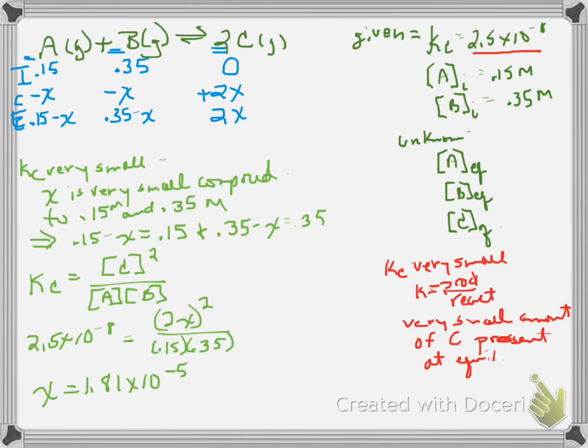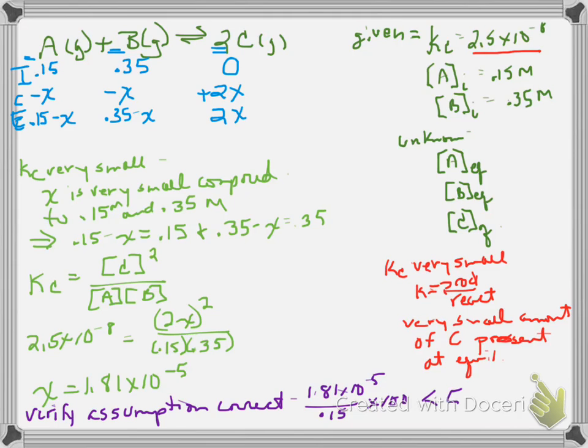What I need to do at this point is make sure that my assumption is correct. I need to verify the assumption is correct. What I'm going to do is take that x, 1.81 times 10 to the negative 5, put it over 0.15, and multiply it by 100. I want to make sure that that is less than 5%. It is less than 5%, so I'm going to show my instructor that I've checked, and somewhere in my problem I'm going to say less than 5%, okay.